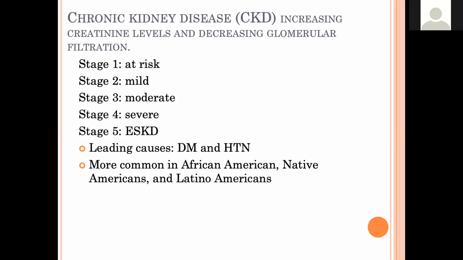With CKD, we have different stages, right? They're shown here, from at risk all the way to end stage kidney disease. Leading causes: diabetes mellitus and hypertension. Now, why is that? Well, let's look at diabetes. What happens in diabetes if you don't treat it is that sugar builds up in the blood, and then that gets to the kidneys, and the kidneys can't put all that sugar back into the blood because there's too much to put back in.